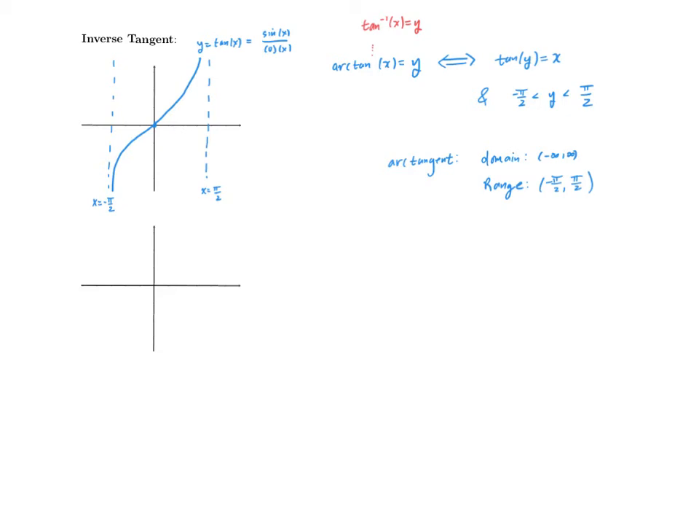So intuitively, the vertical asymptotes are going to become horizontal asymptotes. So the inverse tangent function will have two horizontal asymptotes: y equals minus pi over 2 and y equals positive pi over 2. And graphically, inverse tangent is the curve I've sketched in blue.